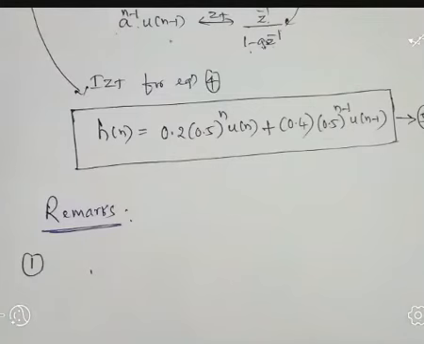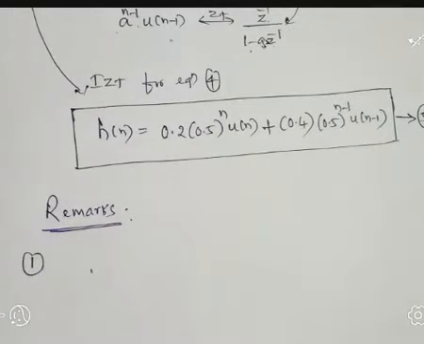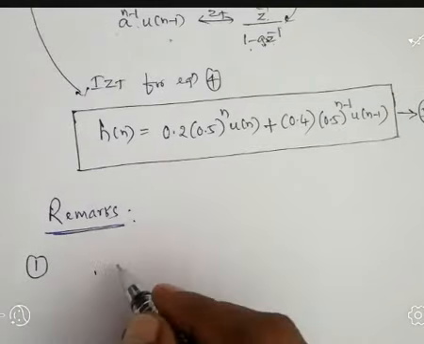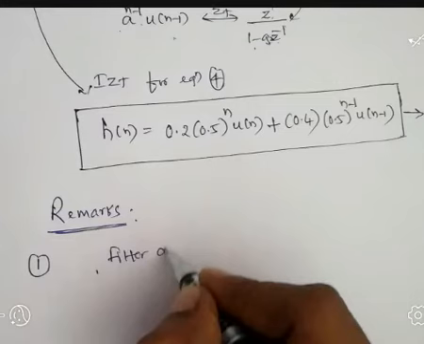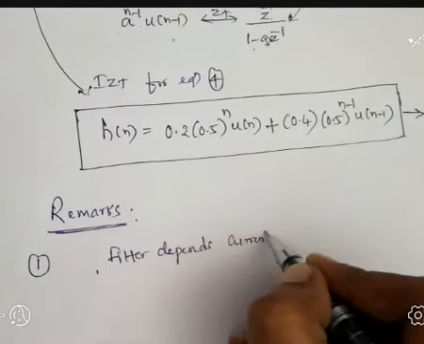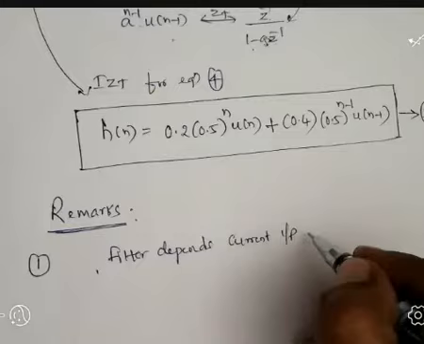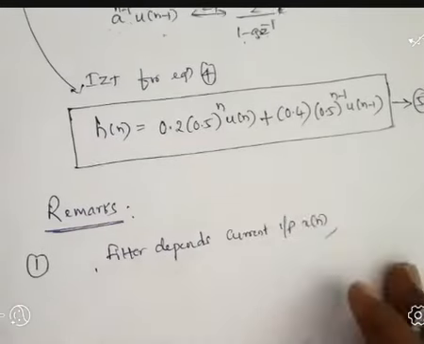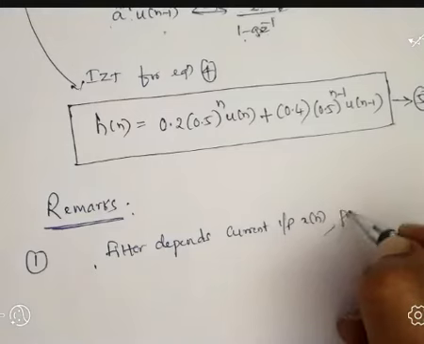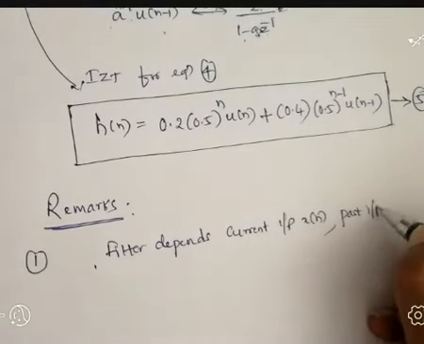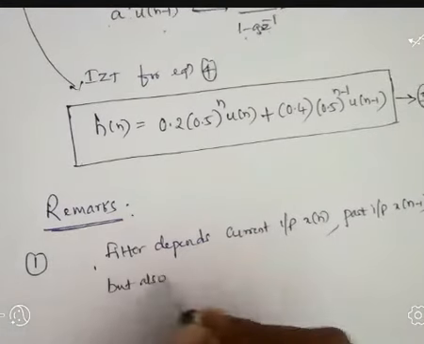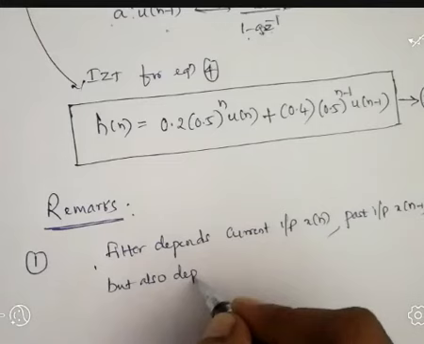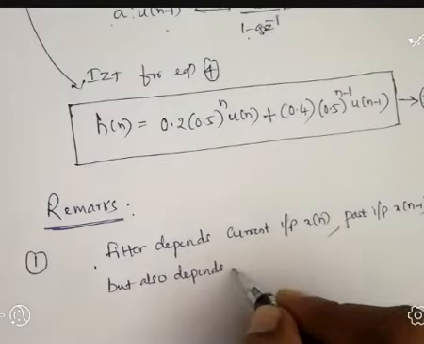So what is this remark? First remark: the filter depends on the current input x of n, the past input x of n minus 1, but also it depends on the past outputs, that is y of n minus 1.